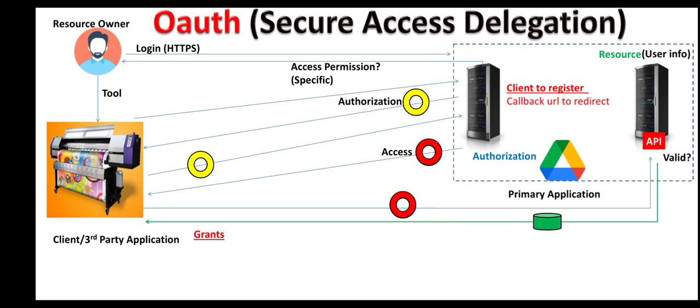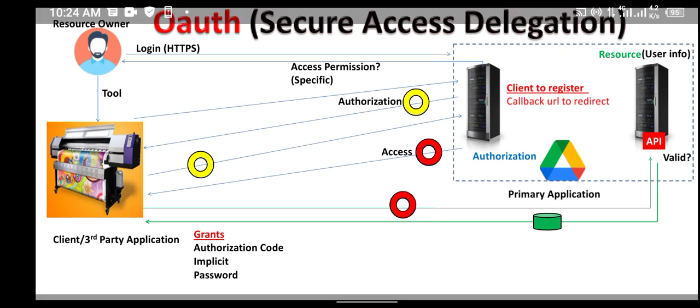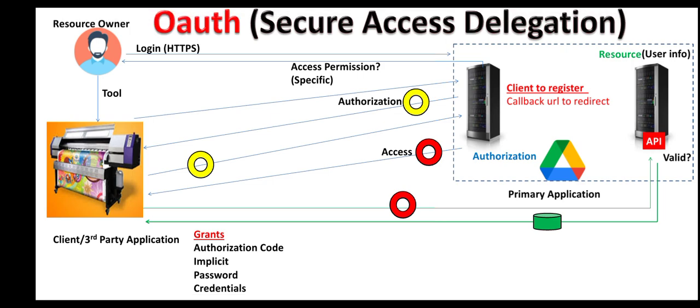Now there are certain types of access permissions which a resource owner can delegate to a third-party application or client. In this scenario, we have discussed the grant or permission to provide an authorization token to the third-party application. This authorization token was provided by the authorization server to the third-party application. But there could be more grants or different types of grants, for example, implicit grant, password grant, and credential grants.